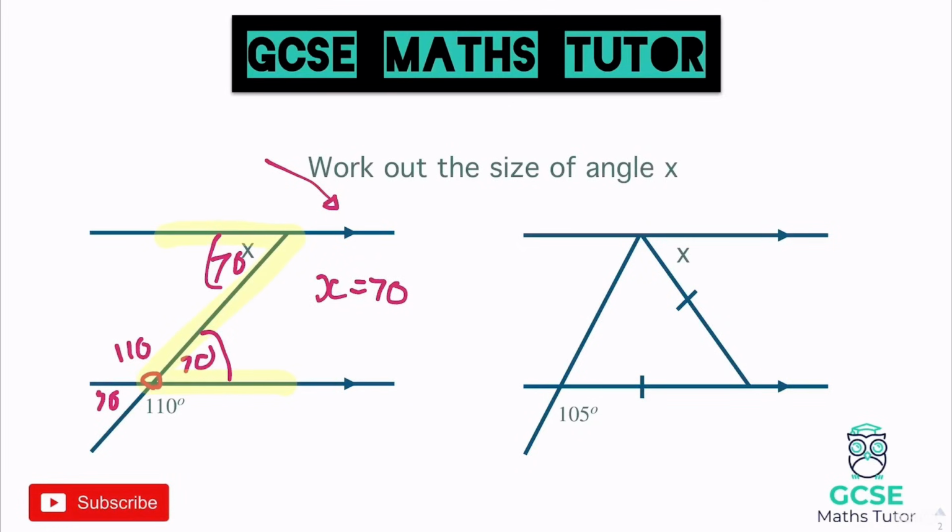And we've normally been asked to give our reasons there. So my reason may have been angles on a straight line equal 180, and that's how I got the 70. And then I would have said alternate angles are equal, and that's really important the way you say that. So alternate angles are equal.